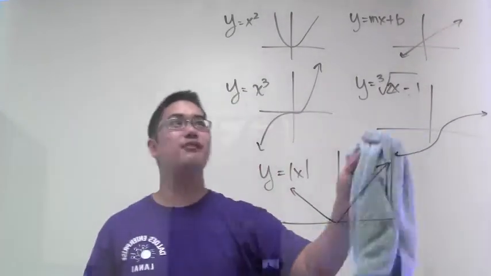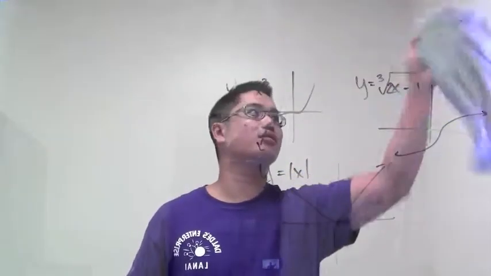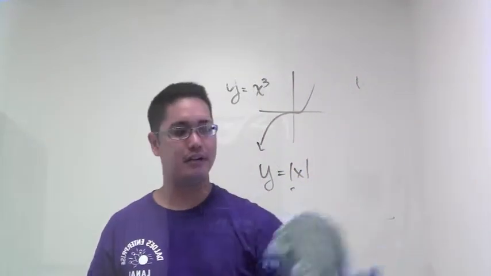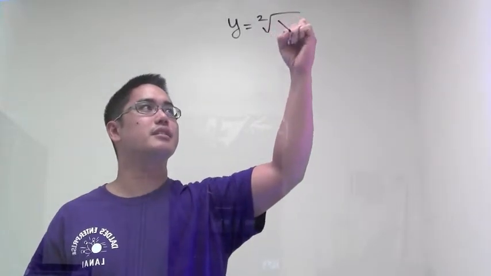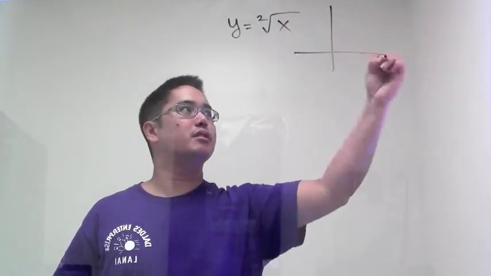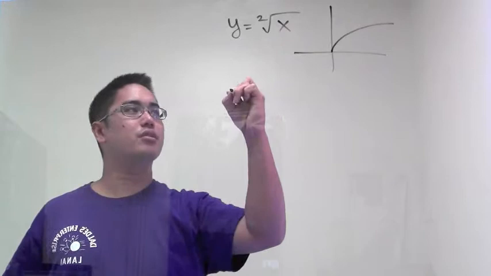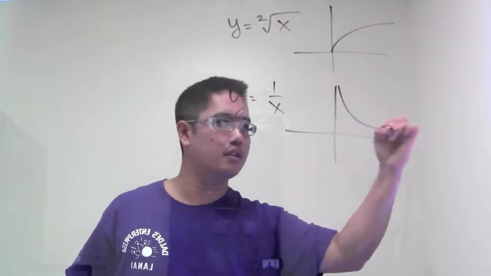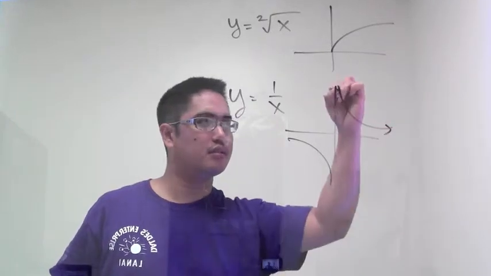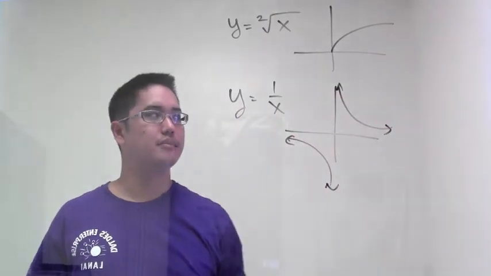The only ones that I've introduced you to so far, and really the only ones you're going to have to worry about, are these two right here. It's y equals the square root of x, which that graph looks like that, and then also y is equal to 1 over x, which that graph looks like this. Alright.